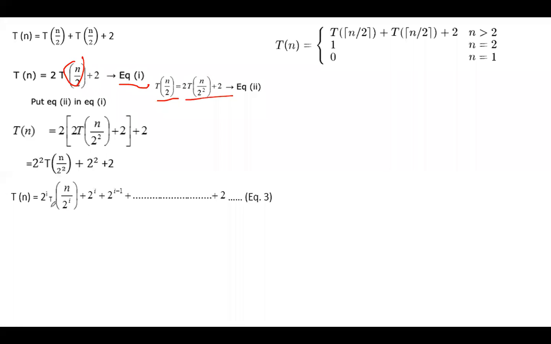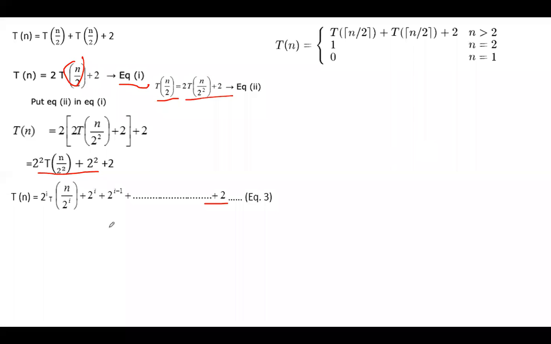T(n) is equal to, it will grow like this, 2^i T(n/2^i). You can observe here, it will grow like this only, plus 2^i, and it will go on decreasing, plus 2^(i-1), and up to here plus 2.